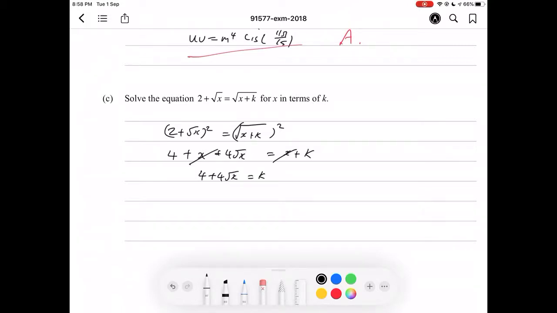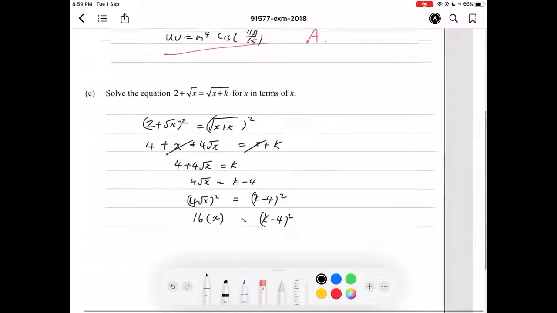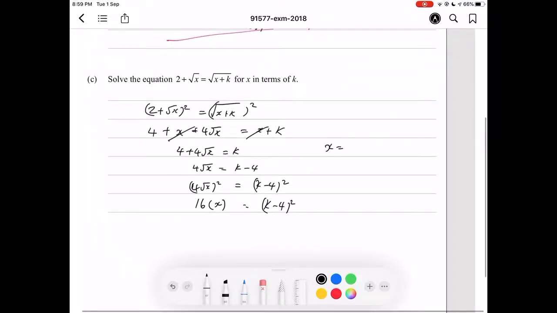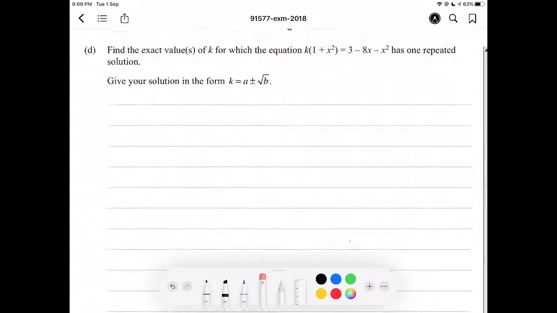We want to isolate the square root again, so we'll have 4 root x equals k minus 4. Therefore, 4 root x squared equals k minus 4 squared, so 16 times x equals k minus 4 squared. If we want x in terms of k, x equals k minus 4 squared over 16. That is our final answer in this question, and if we write x in terms of k correctly, we'll get a merit grade. In terms of getting an achieved grade, you cannot actually get it.